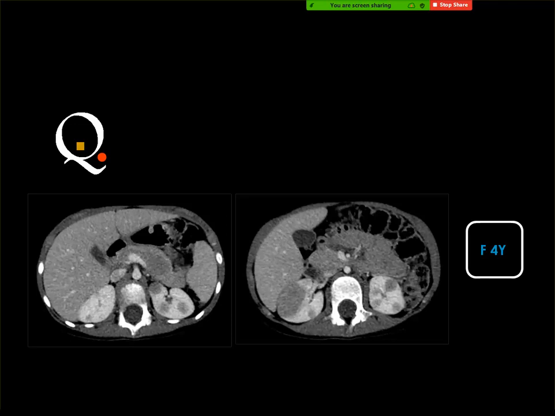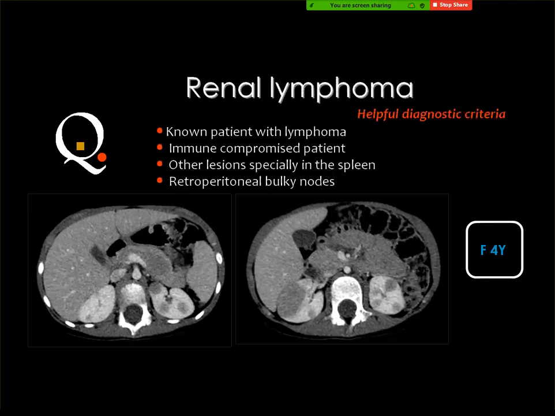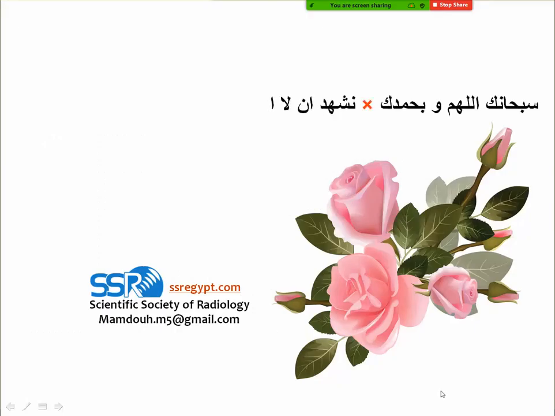Renal lymphoma. Lymphoma. Yes, very good. And this is bilateral. This is a child with bilateral solid renal masses, and you see there is also a mass in the tail of the pancreas. This is lymphoma. Criteria helpful for the diagnosis of renal lymphoma are: number one, the patient is known to have lymphoma; number two, the patient is immune compromised; number three, other lesions, especially in the spleen; number four, retroperitoneal bulky lymph nodes.